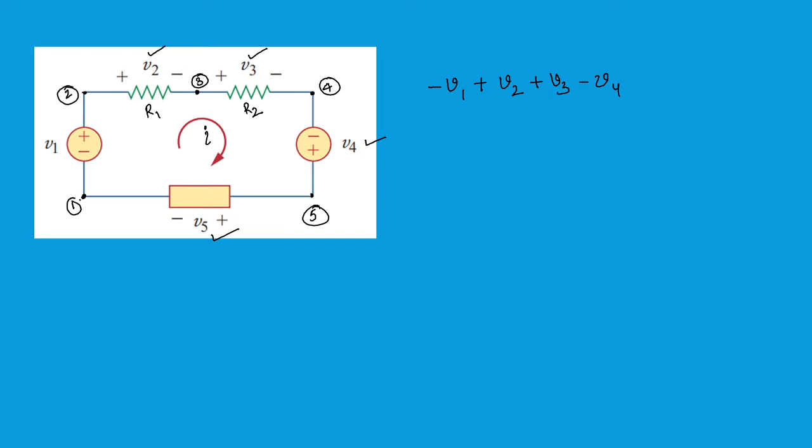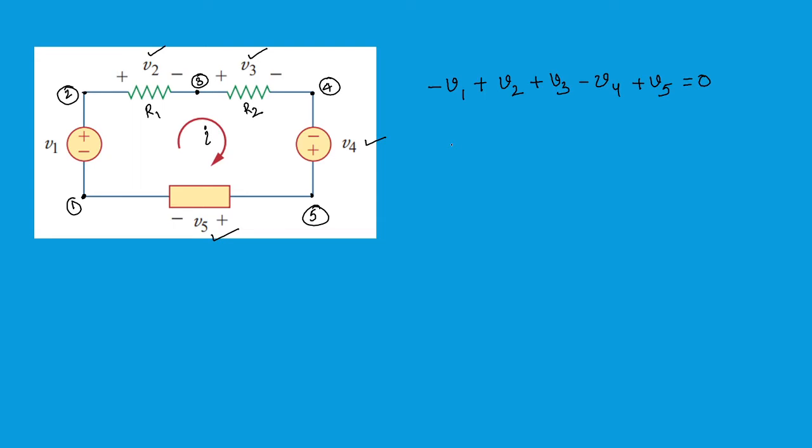We have to go back to the same node where we started. Okay. So again, when I'm going here, the positive terminal is encountered here, so I can write plus V5 is equal to 0. So you can see this is what KVL states. Minus V1 plus V2 plus V3 minus V4 plus V5 is equal to 0.